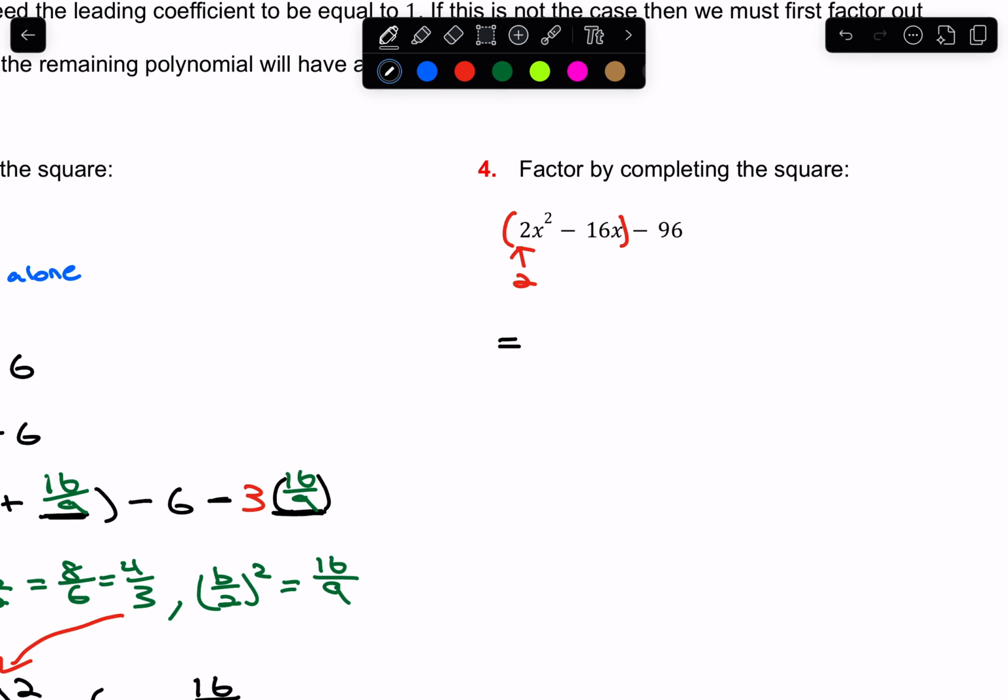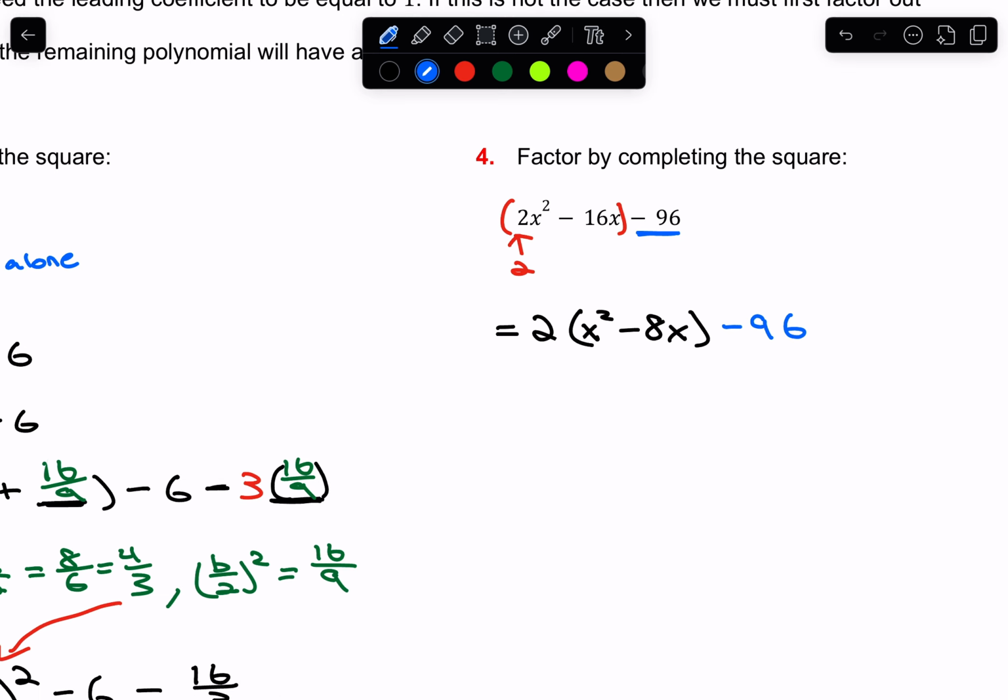So instead of 2x squared minus 16x, I'm going to put the 2 in front. And when I pull out that 2, 2x squared divided by 2 is x squared. And -16x divided by 2 is -8x. But notice that I'm just going to leave this -96 alone. Okay, I just put it on the outside. It's minding its own business. Now I want to add some placeholders, because I need to complete the square, so I need blank spots to do that.